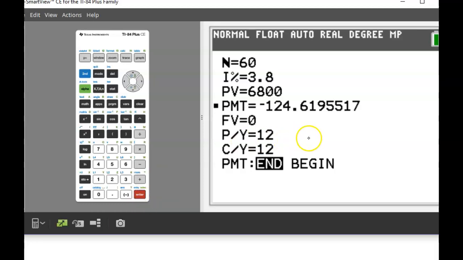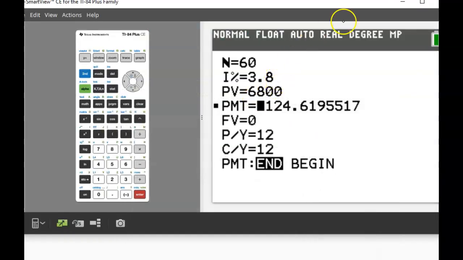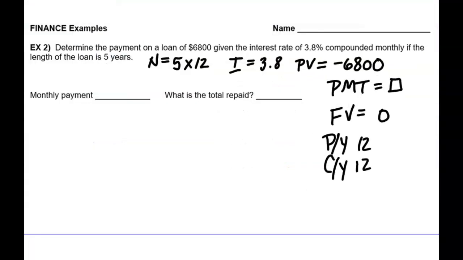Now, I put present value in as positive, so it gave me out a negative. Does that make sense, guys? It's always just going to have the opposite sign. Okay, 124.62.